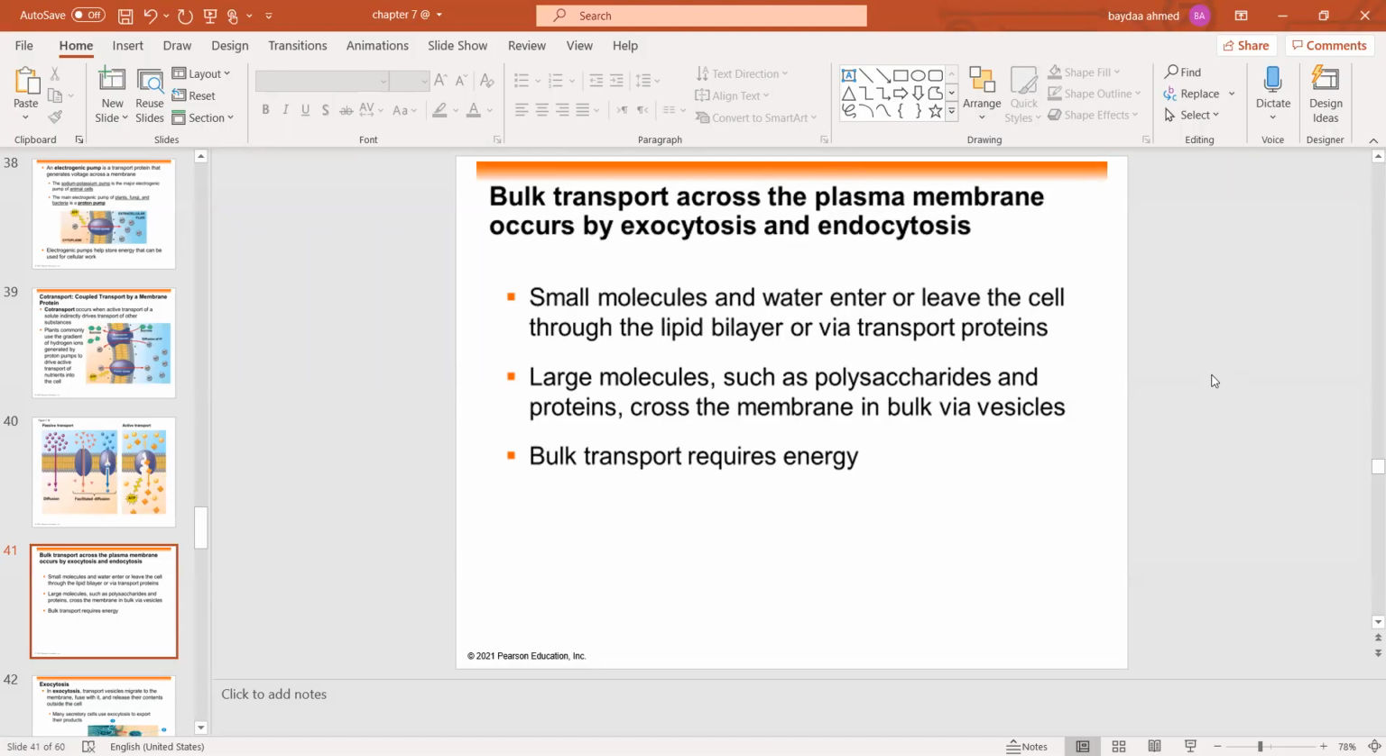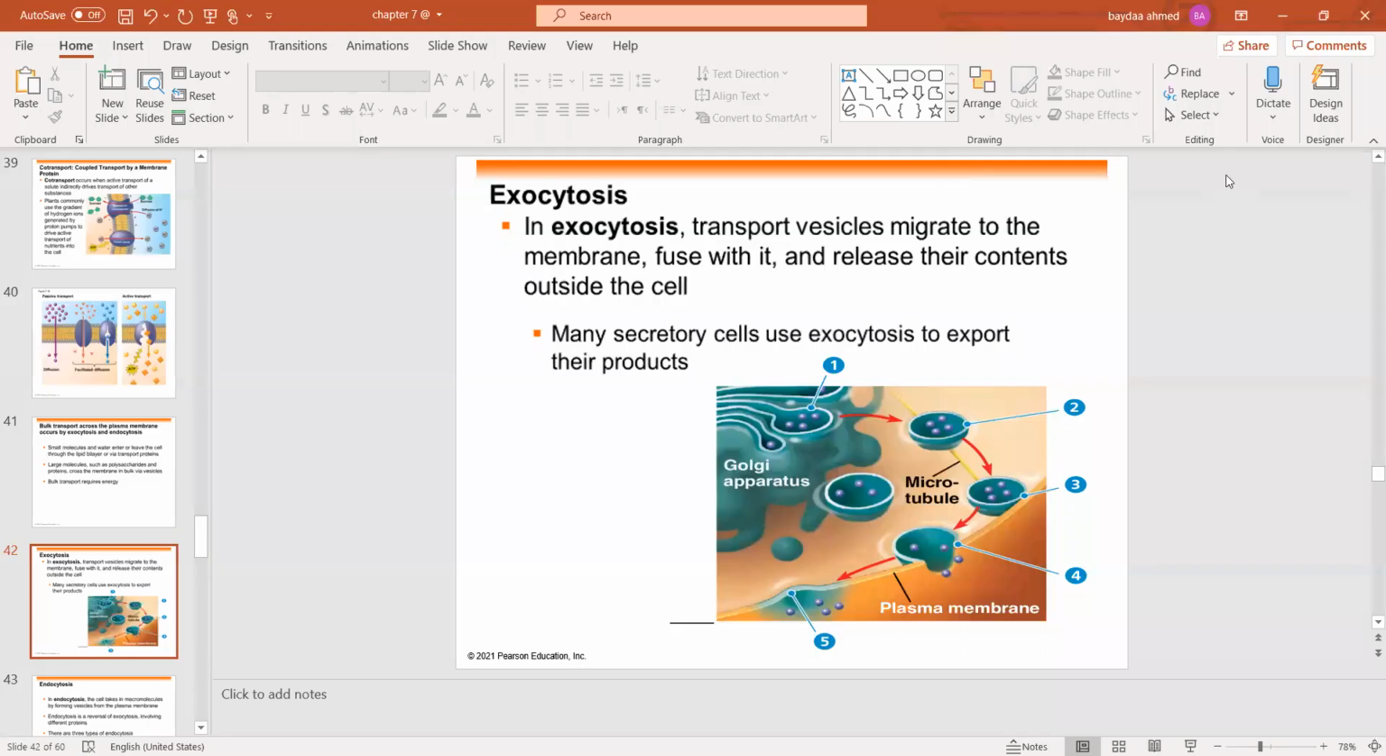Large molecules such as proteins and polysaccharides generally don't cross the membrane by diffusion or transport proteins. Instead, they usually enter and leave the cell in bulk, packed in vesicles. The cell secretes certain molecules by the fusion of vesicles with the plasma membrane. This process is called exocytosis.